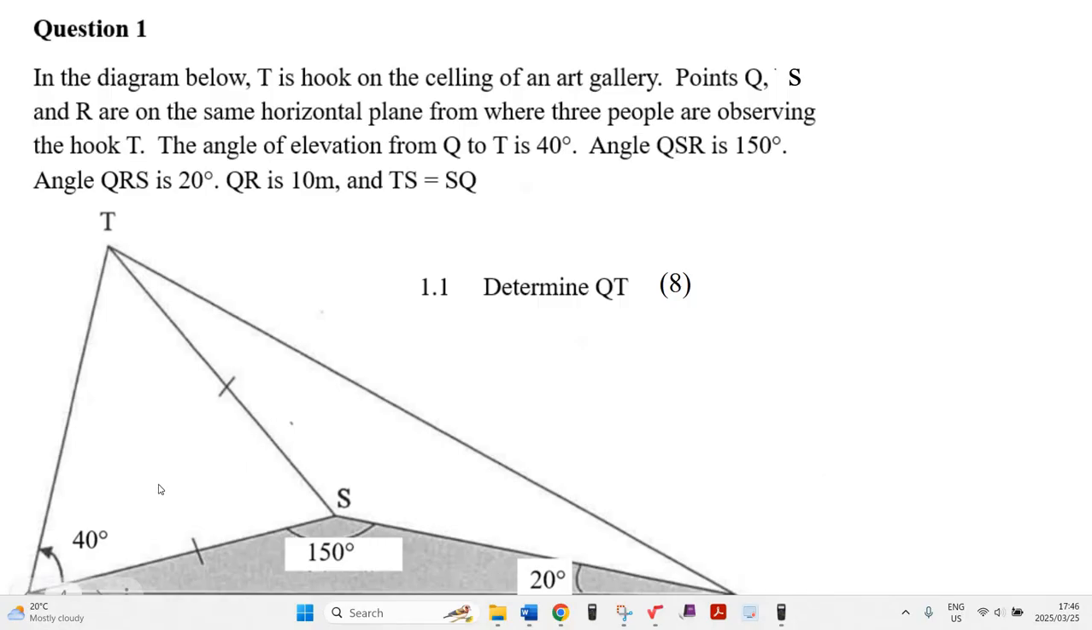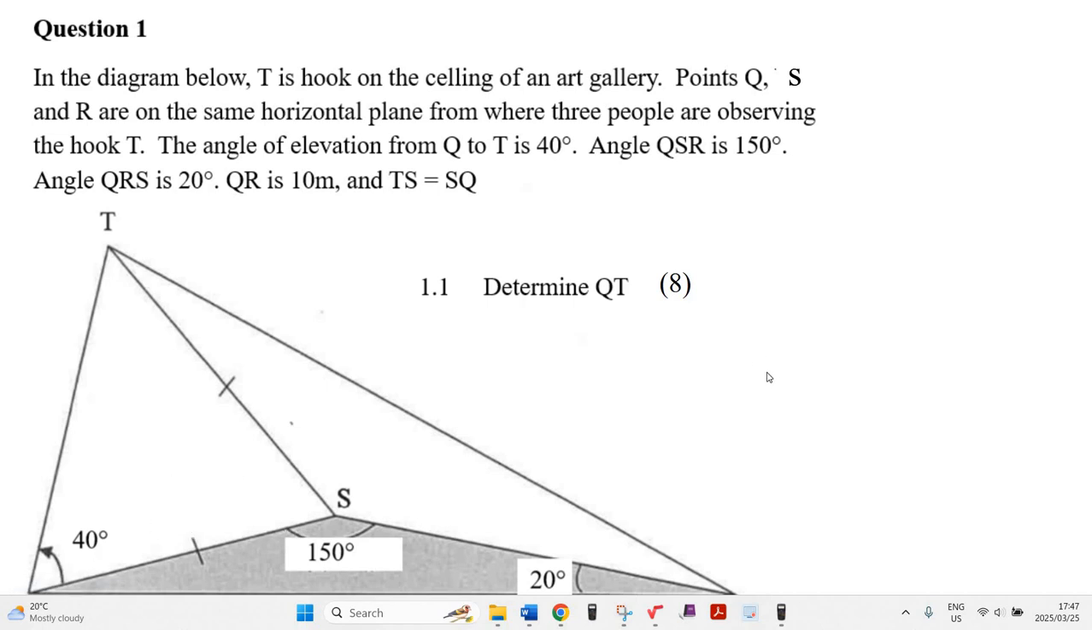The angle of elevation is 40 degrees from this Q to T up here, and the angle QSR in between is 150 degrees, and angle QRS, that's right there, that's 20 degrees. QR, down the bottom, from Q to R, that's 10 meters right there. And these two, TS and SQ, they're equal. Okay, that's the whole story.